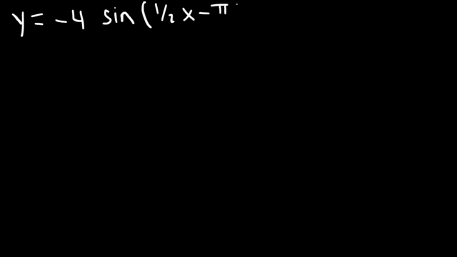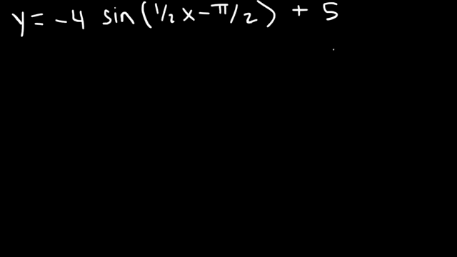Let's try one more example with a problem containing a phase shift. So let's say the function this time is -4 sine (1/2 x minus pi over 2) plus 5. So this problem has everything in it. So take a minute and work on this particular example.